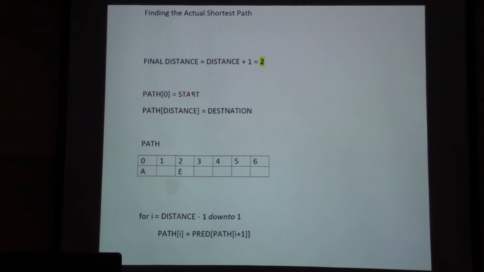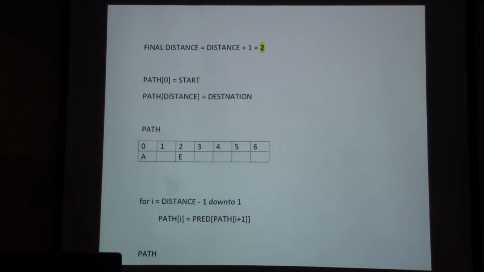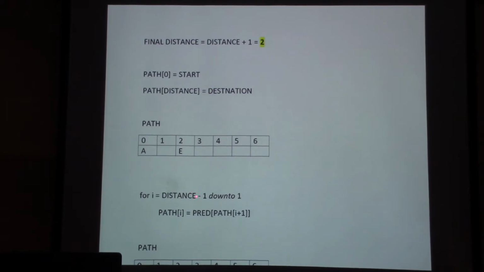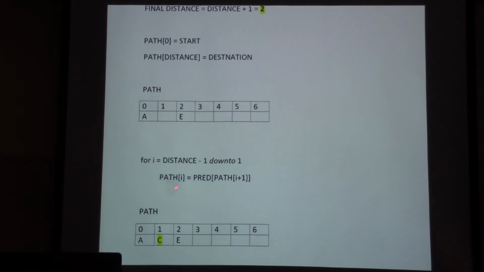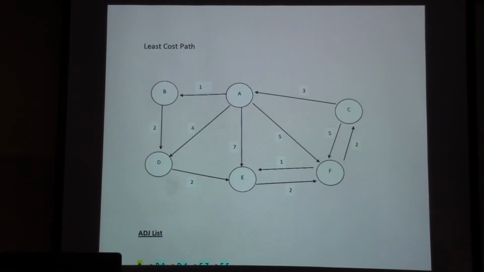The path sub 0 is start. That means A. The path distance is going to be destination. That's going to be 2. And then this is the backwards loop. So for distance minus 1, which means it's going to be 2 minus 1, which is 1, down to 1. So it's only 1 iteration. Path sub 1 is going to be equal to the predecessor of path sub 2. So we'll go to the predecessor of E, and that predecessor is, do you remember? C. So that's going to fill in a C. And so now once we fill in this one, we're ready to go and we have the solution.